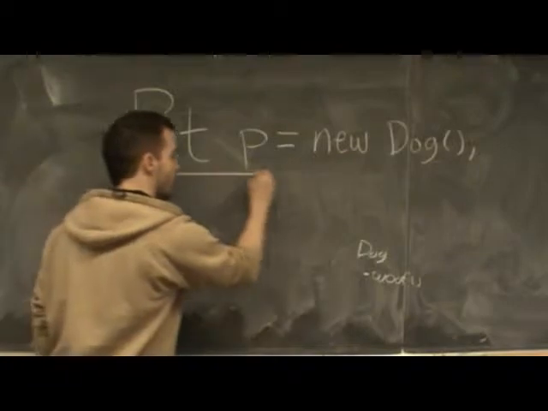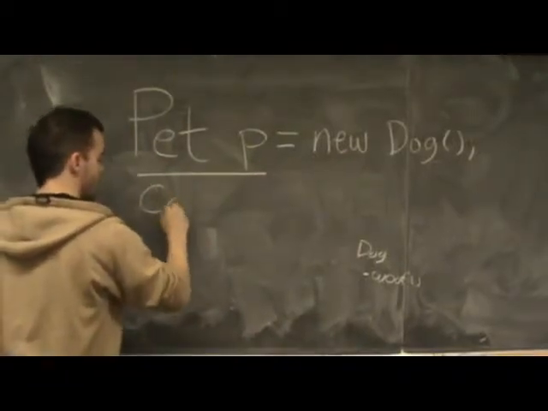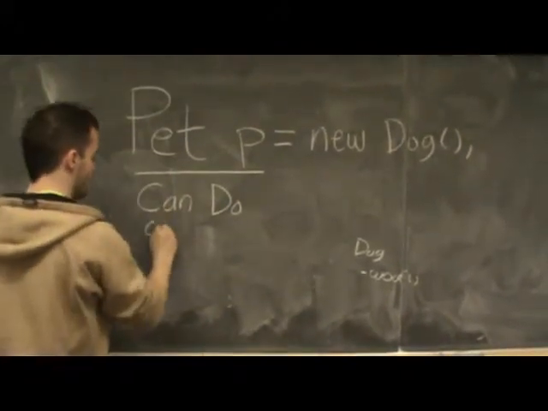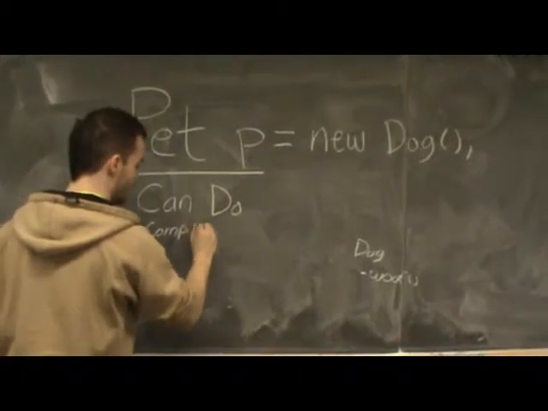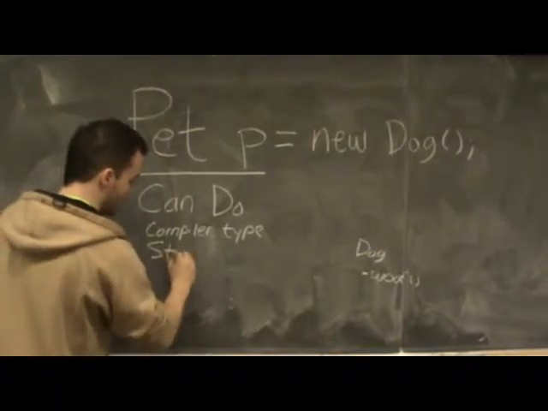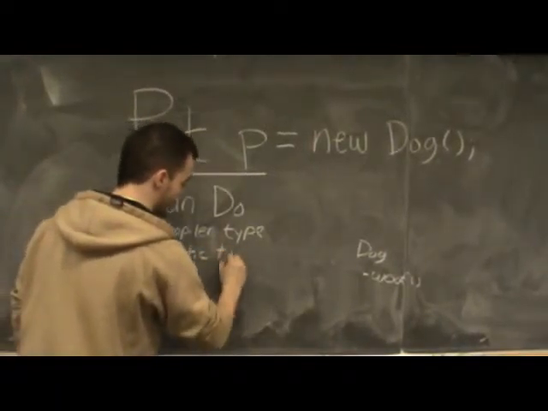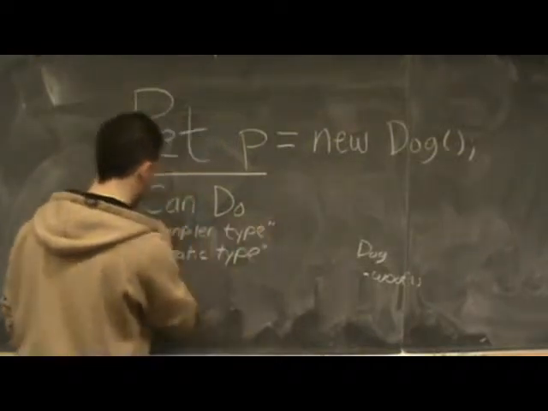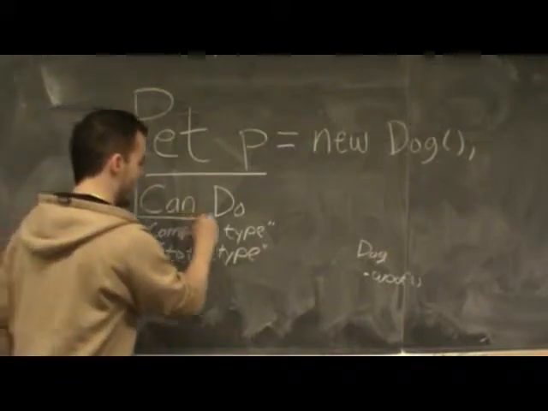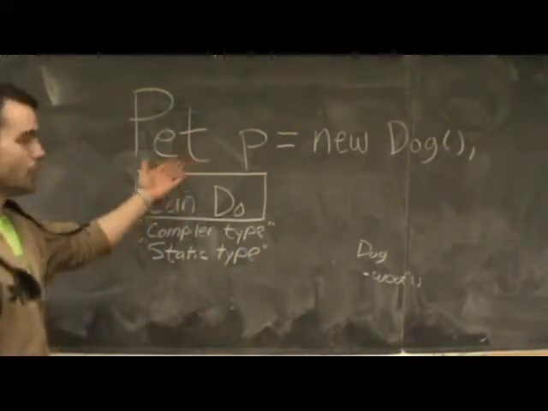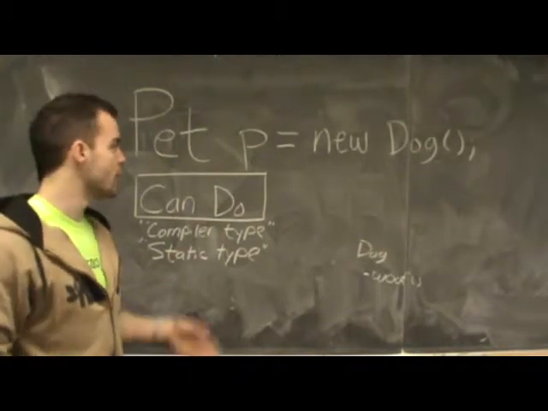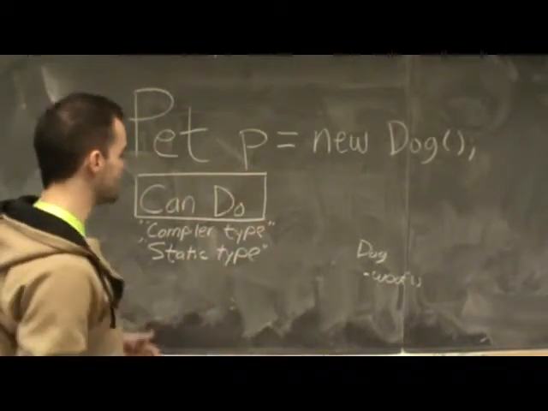The left side of my arguments defines what the compiler can do, because this is what we call our compiler type. So it tells the compiler what we can do. We also call this a static type because it cannot change. So it's static. Compiler type, static type, tells the compiler what it can do. So it tells the compiler that pets can speak because we defined speak in the pet interface. So pets can speak.